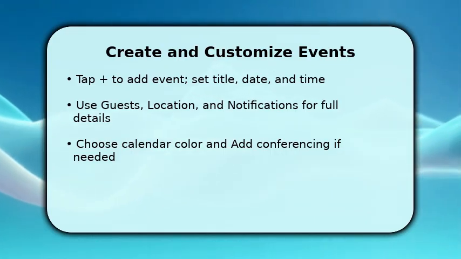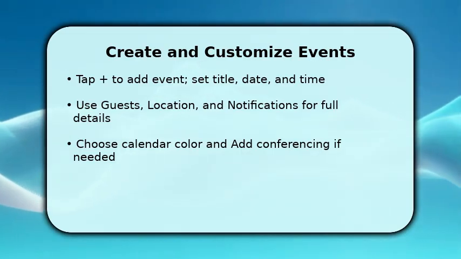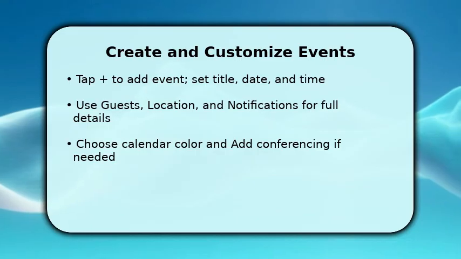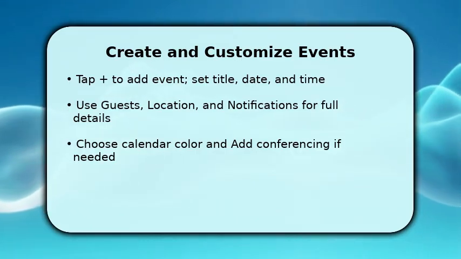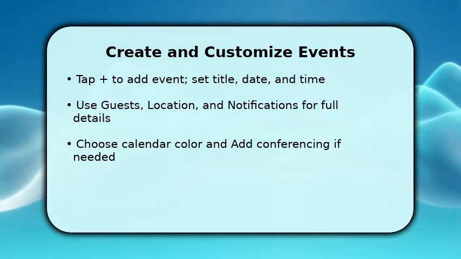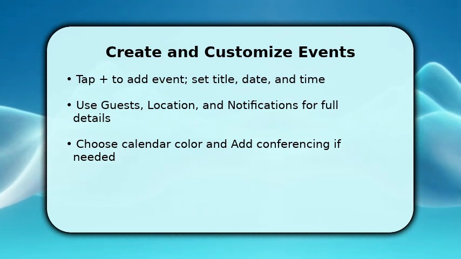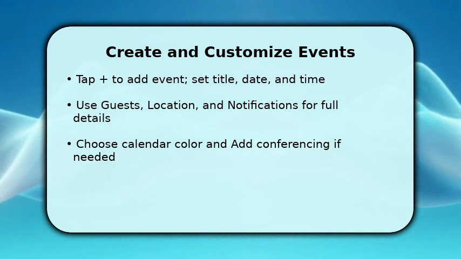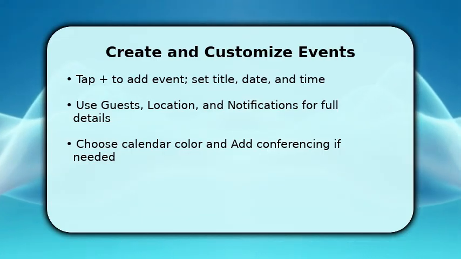Once done, expand options to choose a calendar color and add conferencing like Meet when needed. This groups events visually and connects meetings. Make sure repeat rules and availability, busy/free, are correct so attendees see your true status. These details make your schedule reliable and easy to scan.